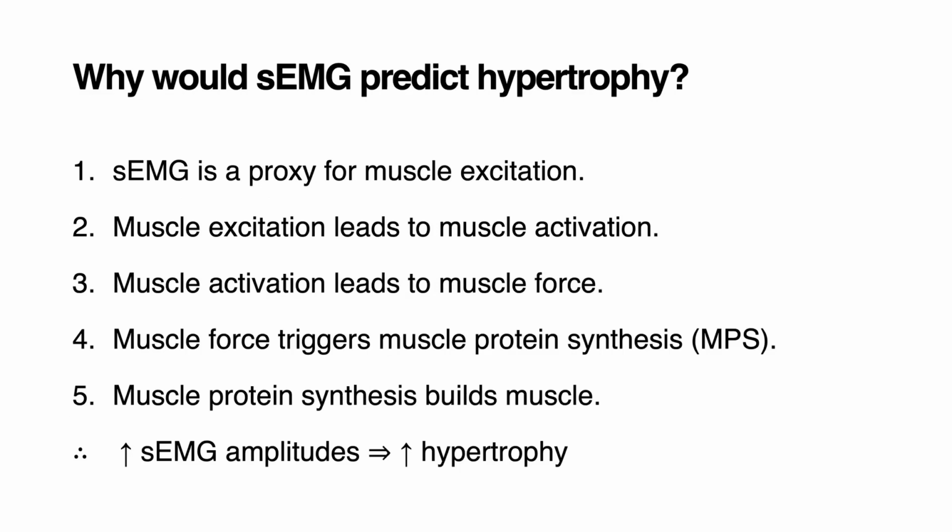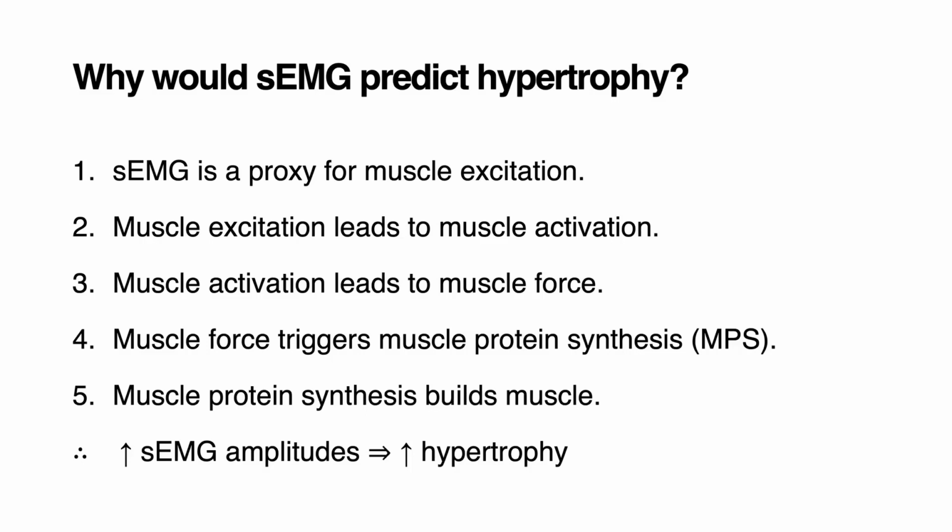And so I think we need to appreciate this logic first. So why would surface EMG predict hypertrophy? And there are multiple steps here. So premise one, or the first step, would be that surface EMG is a proxy for muscle excitation, where muscle excitation is the electrical signal that travels across a muscle fiber.